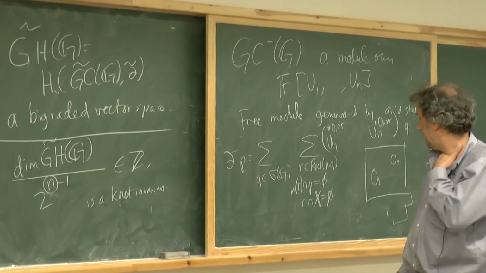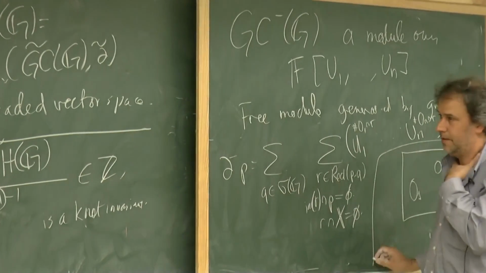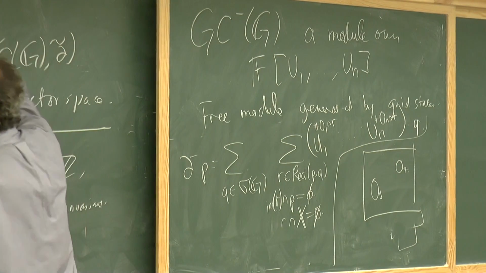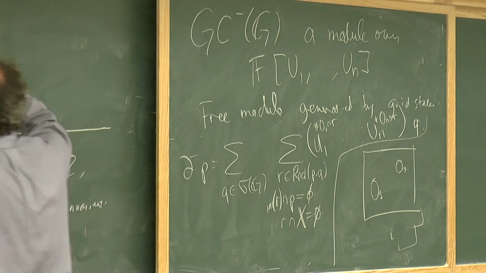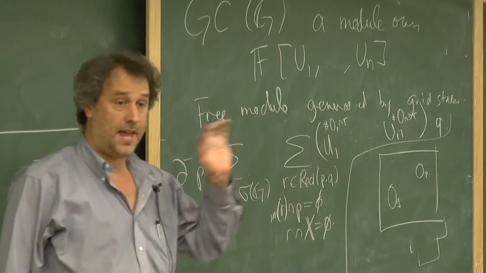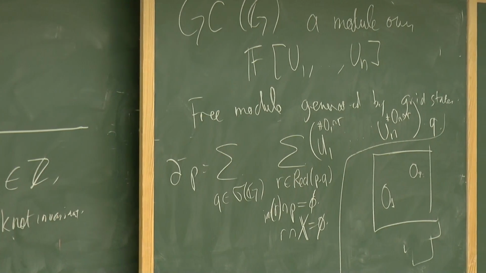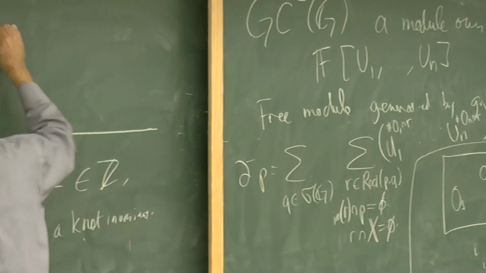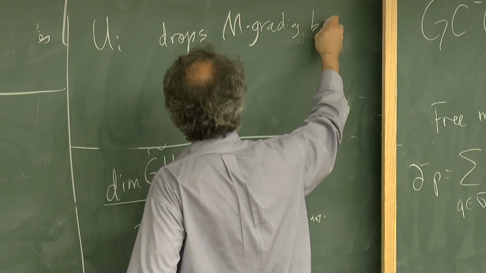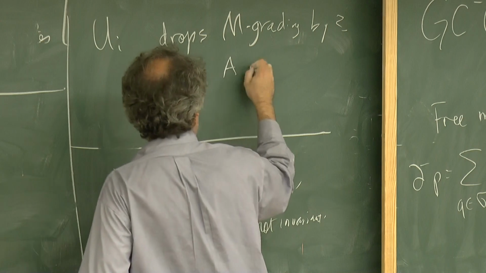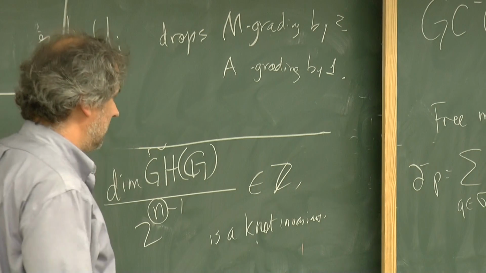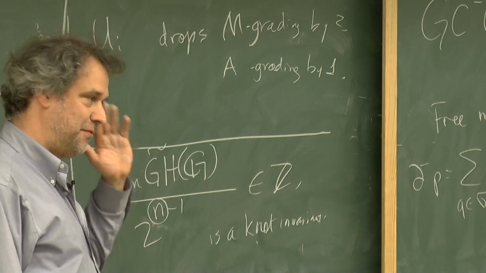And what else do I want to say? The differential, okay. I have to talk about how multiplication by U behaves with respect to the gradings. I had an M grading and an A grading, and what we want now to say is that U_i drops the M grading by 2 and the A grading by 1. That might look unnatural at very first glance.